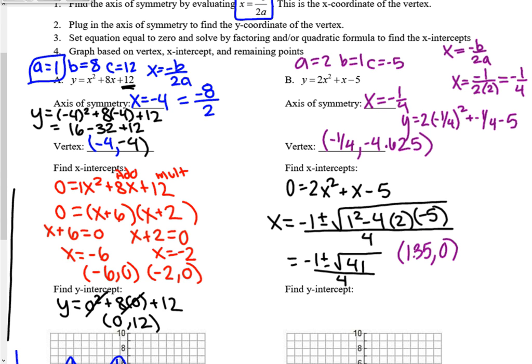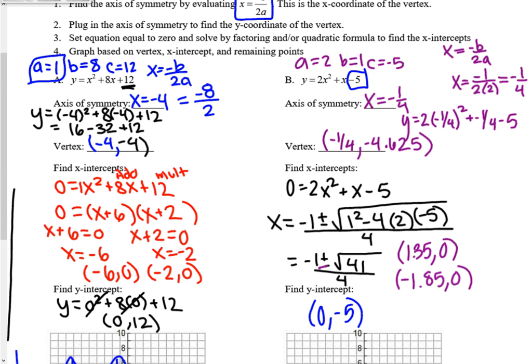Then I'm going to use the subtraction sign this time. So negative 1 minus the square root of 41. Divide that answer by 4. And my other x-intercept is at negative 1.85, comma 0. To find my y-intercept, remember we said we plug in 0 for x, or it's always going to be the constant in standard form. So I know my y-intercept here is 0, negative 5.